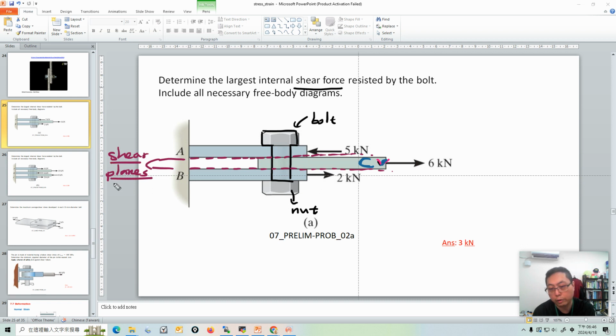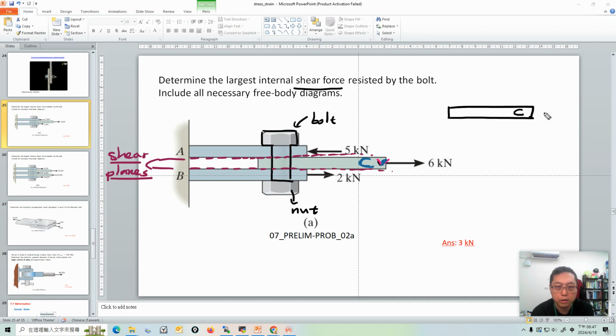Okay, so when we want to determine the shear force in the bolt, we only have to consider everything that happens on the shear plane. So let's start with this. Let's start from C first. Okay, C. We draw this C here.